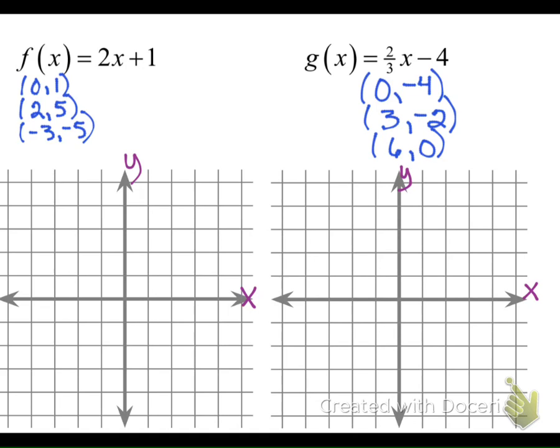Okay, now I'm going to start at my origin. So for my first ordered pair, I have 0, 1. I start at my origin. My x value is 0, so what do I do? Stay put. Then my y value, I would just go up 1.